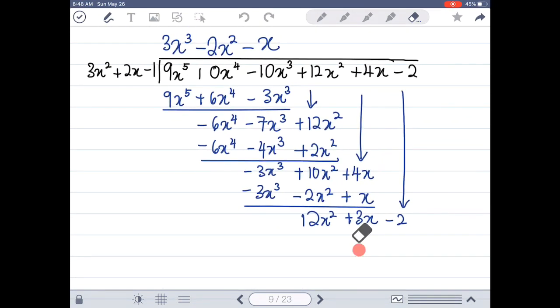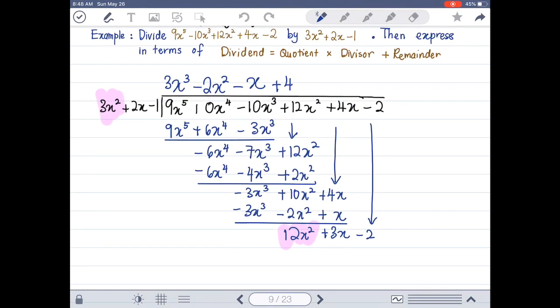What times 3x squared should get 12x squared? Should be plus 4. Right, we will get plus 4. Next step will be plus 4 times 3x squared. We will get 12x squared. Plus 4 times plus 2x, we will get plus 8x. Plus 4 times minus 1 will be minus 4.